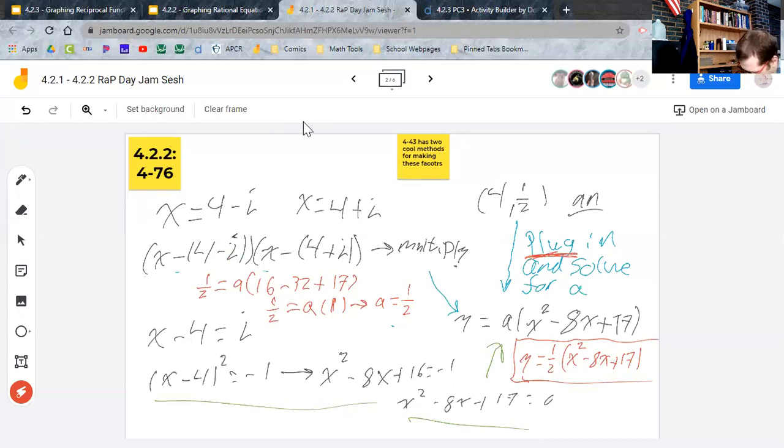So there's two methods. I have this factor and I have this factor, right? So what I need to do is somehow come up with a quadratic. The first method is to take each root and turn them into factors. The easiest way to do that is just x minus the root. That's why I have x minus (4 minus i) and x minus (4 plus i).